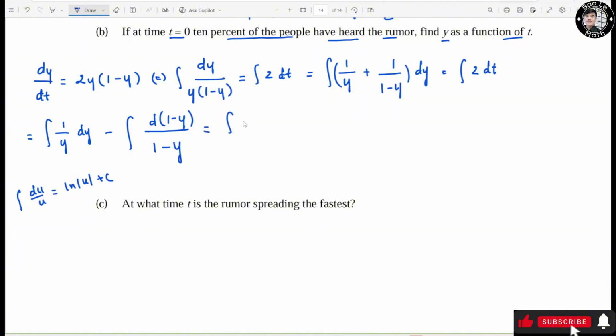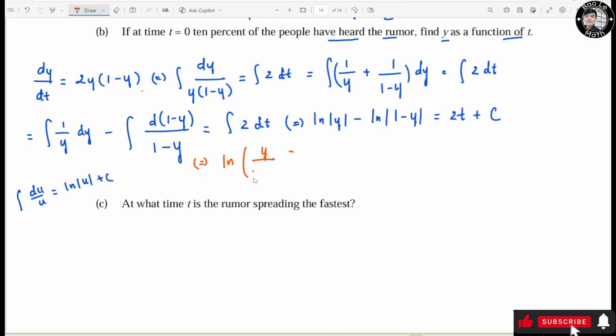Equals the antiderivative of 2 dt, right? So it's going to be ln absolute value of y, minus ln absolute value of (1 minus y) equals 2t plus c. Now we're going to use the logarithmic property to condense this one. So it could be ln of y divided by (1 minus y), right? Equals 2t plus c, right?